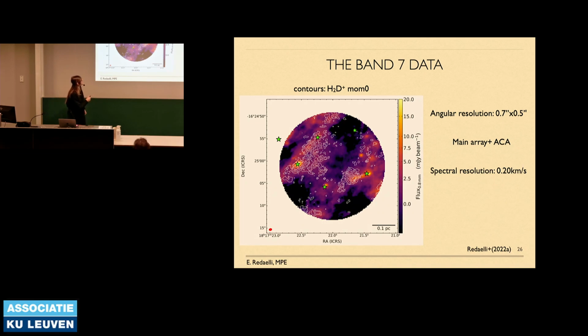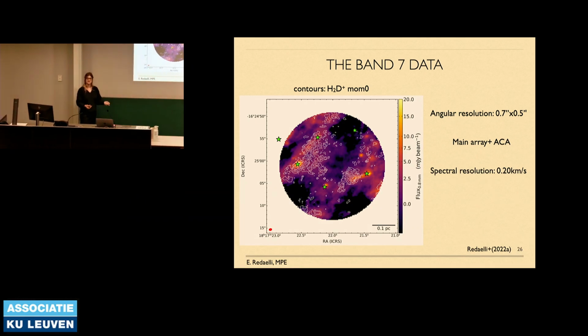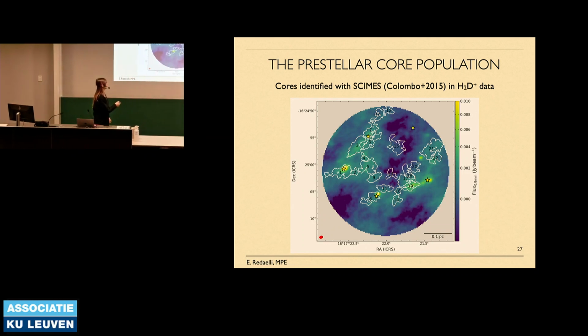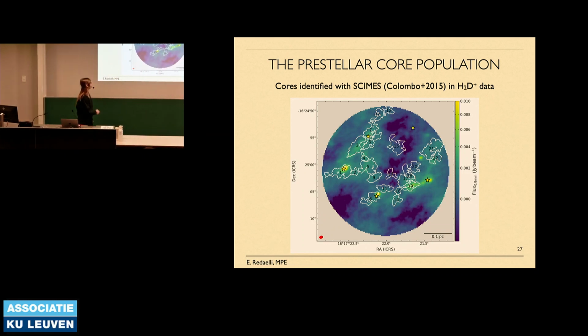Ortho H2D+ emission instead is shown in contours, and you can see that there is not always a one-to-one correspondence. And this is because sometimes the continuum peaks are actually not peaks in density, but peaks in temperature. The protostar is there, heating up the gas. You don't have ortho H2D+ anymore, but in continuum you have a very bright spot. So we ran some dendrogram analysis using CHIMES to infer the position of the cores, which are shown here with these white contours. We found 22 of them.